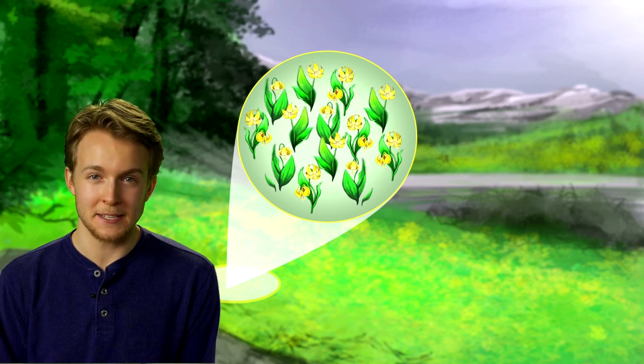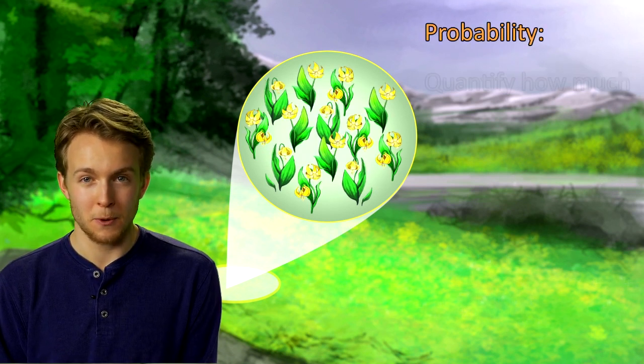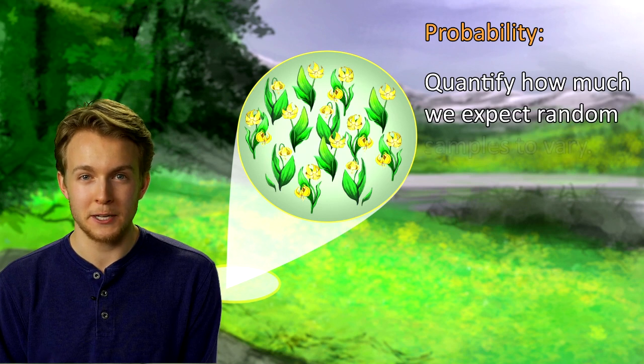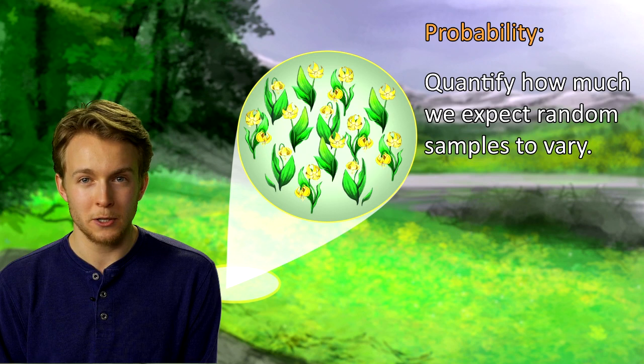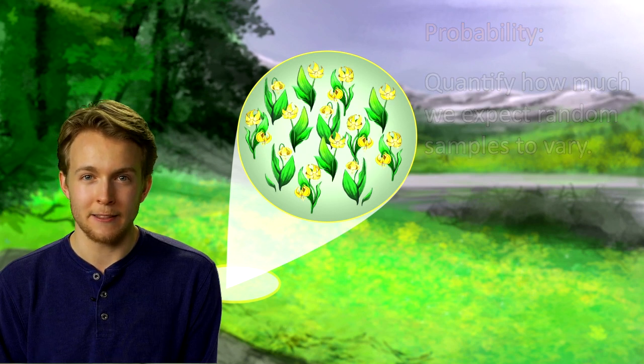Unfortunately, when looking at a particular random sample, which is what happens in statistics, we will never know how much that particular random sample differs from the population. This uncertainty is where probability comes into the picture. We use probability to quantify how much we expect random samples to vary. This gives us a way to draw conclusions about the population in the face of the uncertainty that is generated by the use of a random sample.